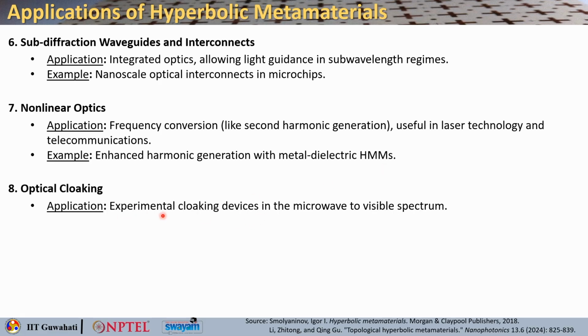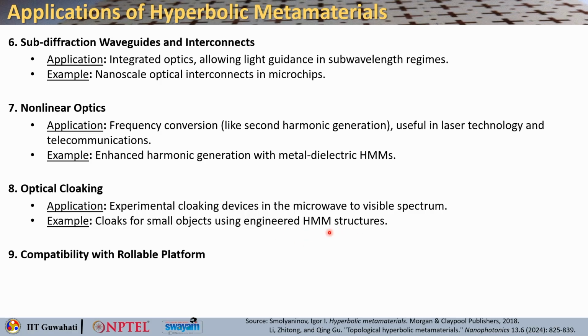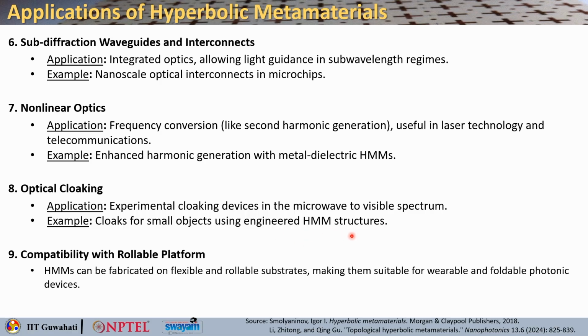You can also use this kind of metamaterials to bend and guide light that can render objects invisible or make them less visible. That means you can build cloaking devices from the microwave to the visible spectrum. So, you can make cloaks for small objects using these engineered hyperbolic metamaterials. And this kind of material can be fabricated on flexible and rollable substrates, which makes them suitable for wearable and foldable photonic devices.